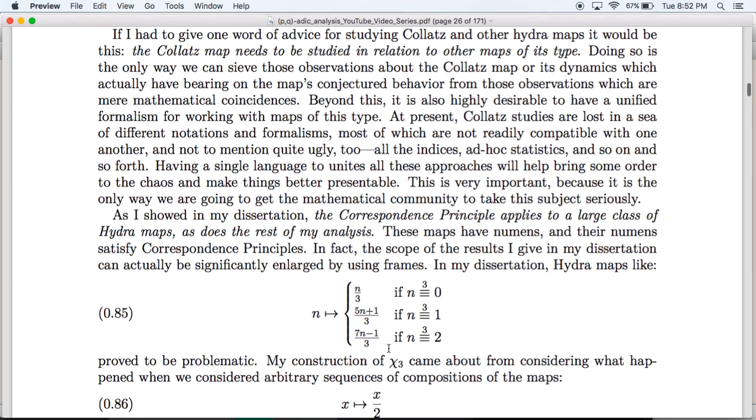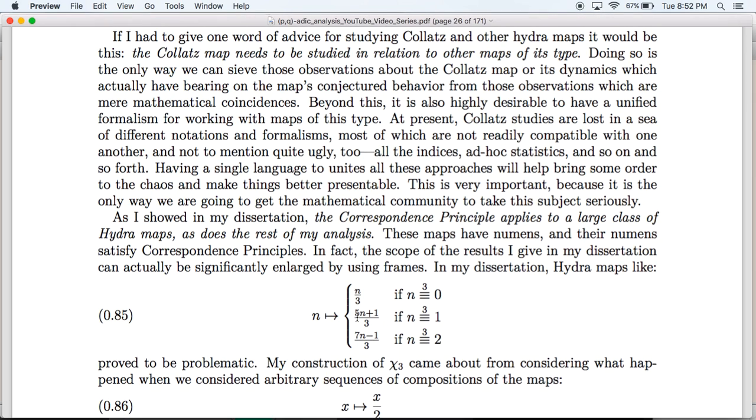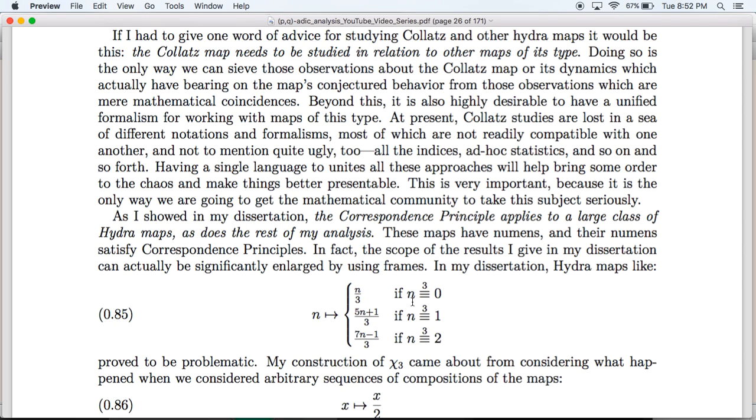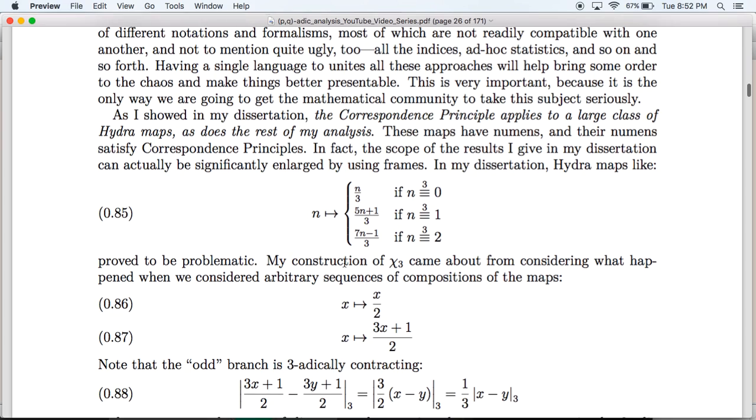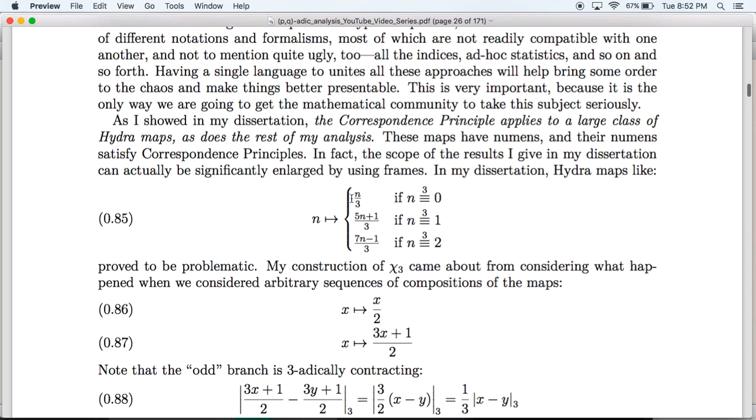In my dissertation, I considered a Hydra map like this. This is a 3-Hydra, which sends n to n over 3, (5n plus 1) over 3, or (7n minus 1) over 3, based on the value of n mod 3. I would call this type of map a polygenic map, because of the coefficients here: I have 1, 5, and 7. This would be monogenic if the coefficients were either 1 or 5, and 1 or 7. The fact that we have 2 different prime numbers occurring here makes things complicated.